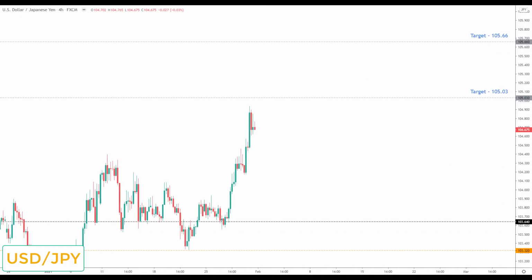Next, we have US dollar yen. Now, US dollar yen is structured to the upside near term. This is a secondary trend, but we do have some nice momentum. So I favor long positions in this market next week.